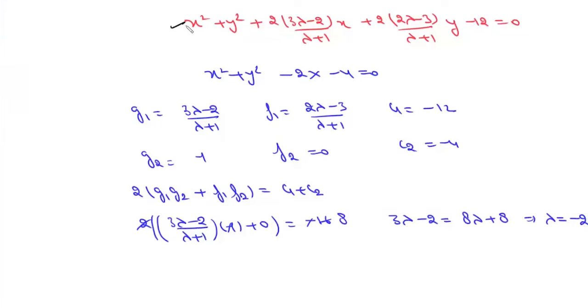And if we put the value of lambda in this equation, we'll get the equation of the circle. So it will be x square plus y square, and here will be minus 6 minus 2, minus 8, minus 16, and minus 16 upon minus 1. So it will be 16x, and here will be minus 4 minus 3 and then into 2 upon minus 1. So that will be 14y minus 12 equals 0. And that is the answer to this question.